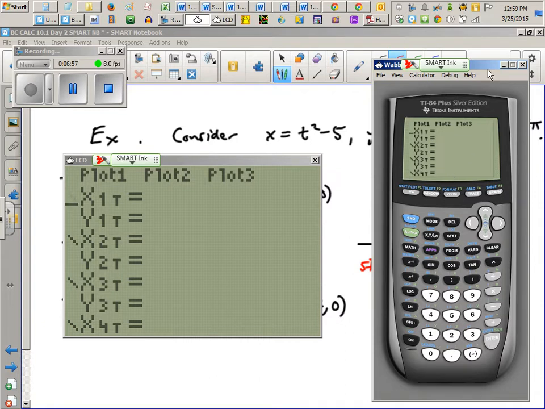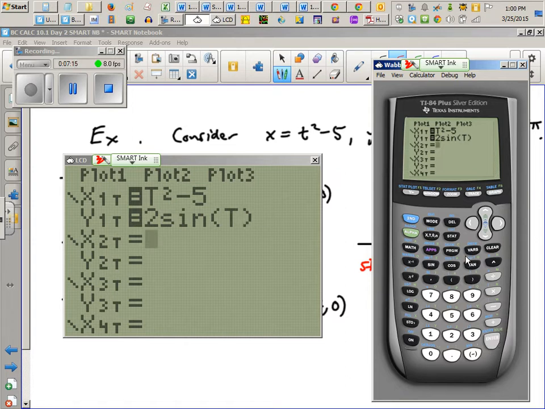Okay, let's put in our x. So our x is t squared minus 5. You'll notice that now your x button doesn't say x when you push it. When you press it, it says t. And then the y is supposed to be 2 sine t.